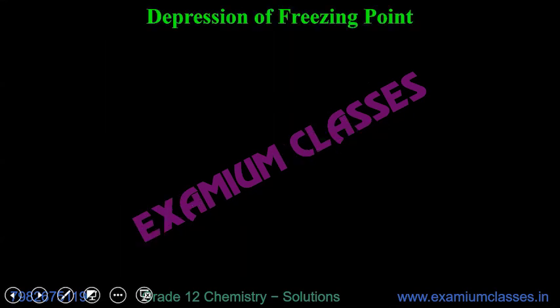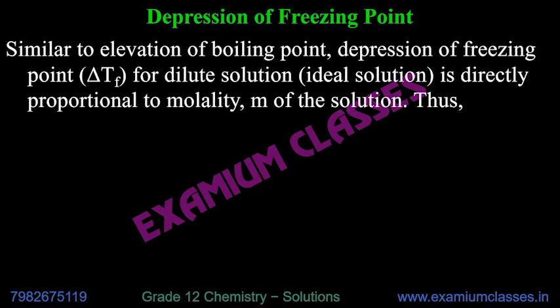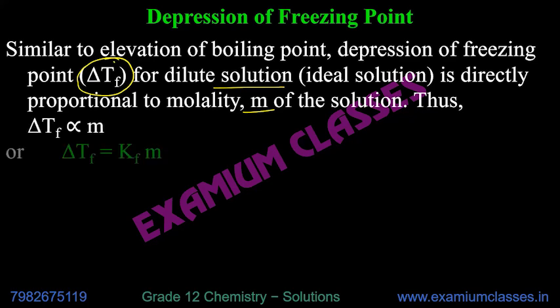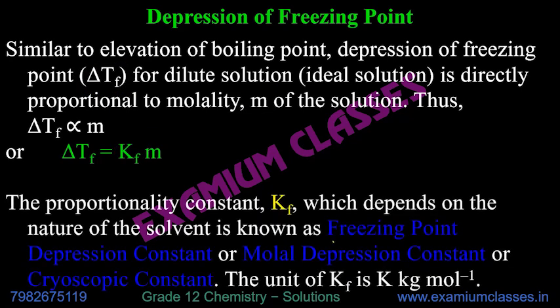Now, depression of freezing point. It is very similar to elevation in boiling point. Freezing point is depressed. Similar to elevation of boiling point, depression of freezing point is delta TF, F for freezing. For a dilute solution, it is again proportional to molality, and here the constant of proportionality is Kf instead of Kb. It is known as the freezing point depression constant, which is straightforward.